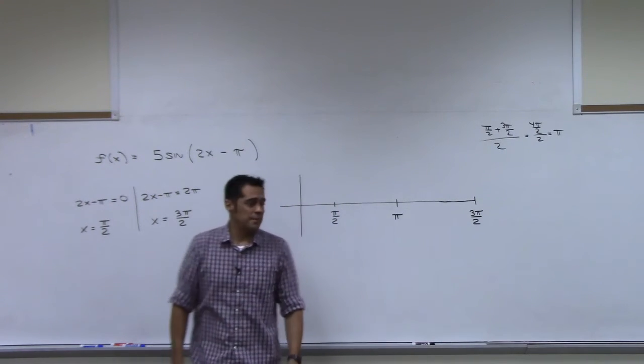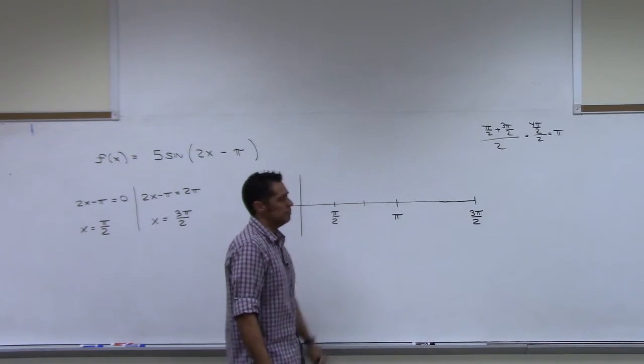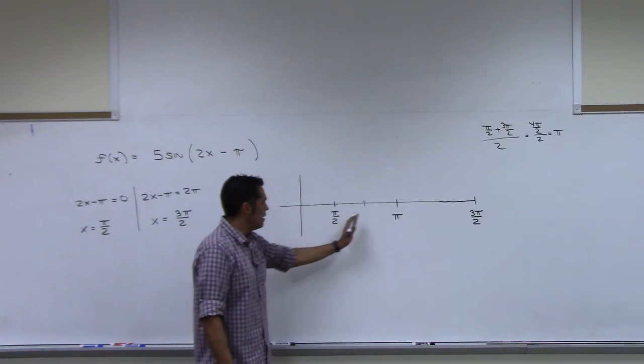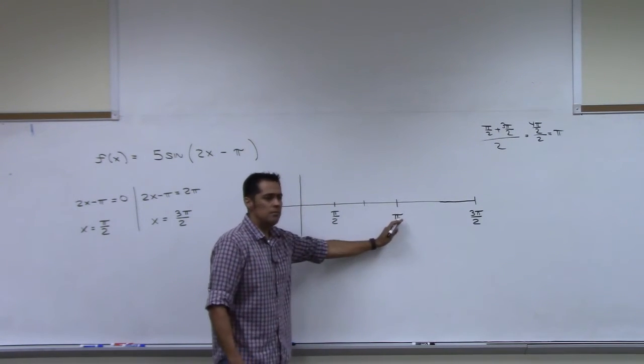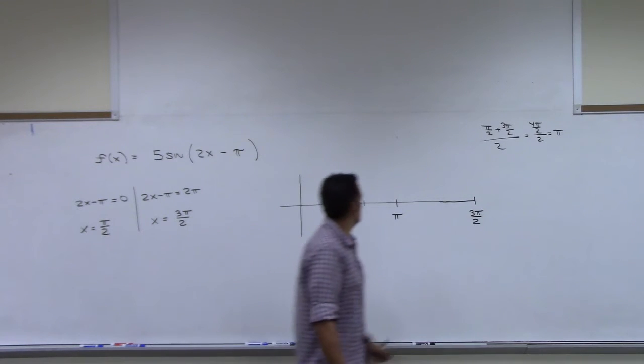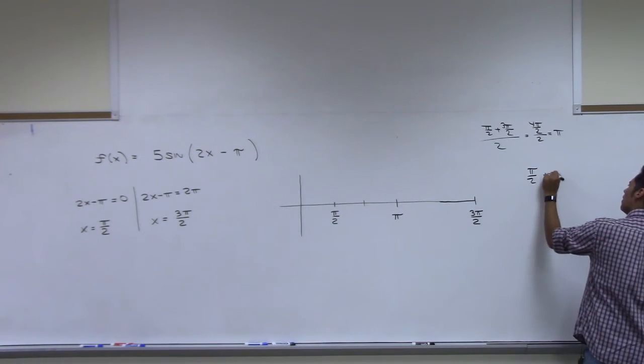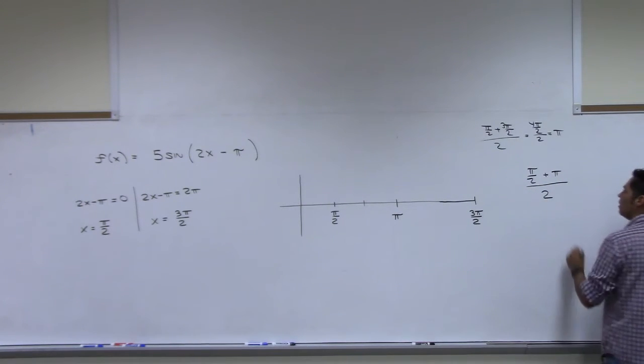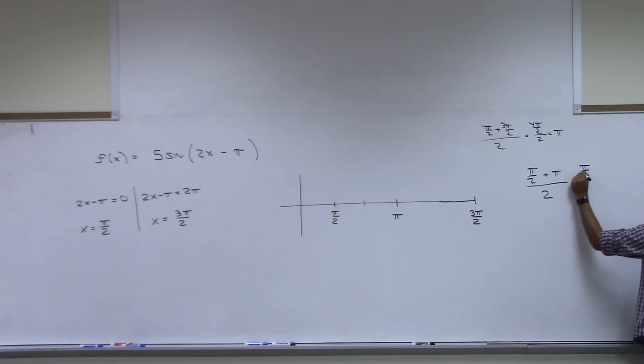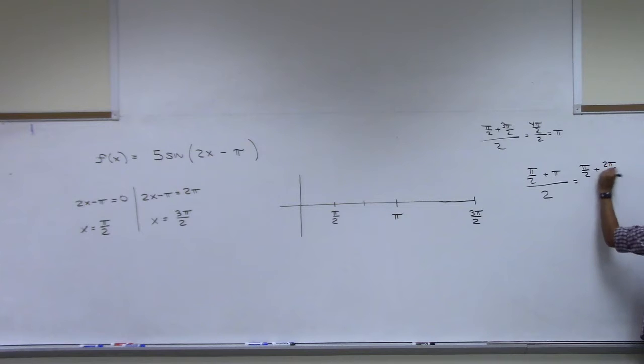And then you have to find halfway here. So how do you find halfway here? Add these two, divide by 2. So take pi over 2 plus pi, and then divide the whole thing by 2. To do the numerator, I've got to get a common denominator, right? To add these two. That's 3 pi over 2, which gives 3 pi over 4.